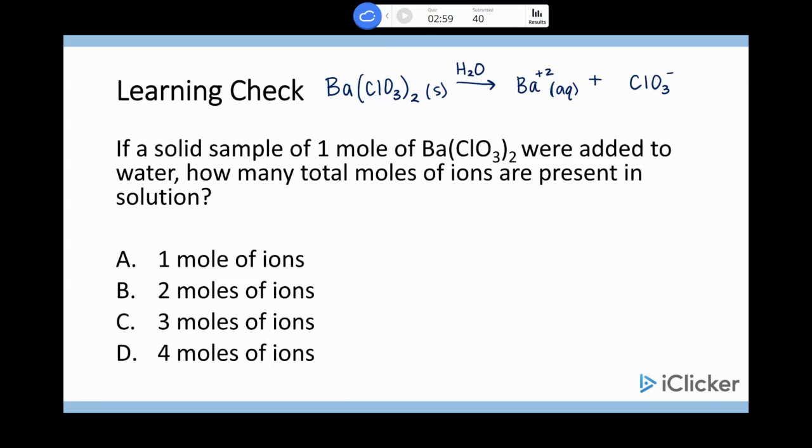But we see from the original compound formula, we have 2 chlorate polyatomic ions for every 1 barium. So that means we have, for every 1 mole of barium chlorate, we get 1 mole of barium and 2 moles of the chlorate anions. So total in solution, we have 3 moles of ions.